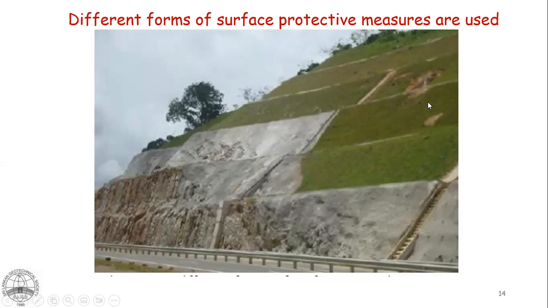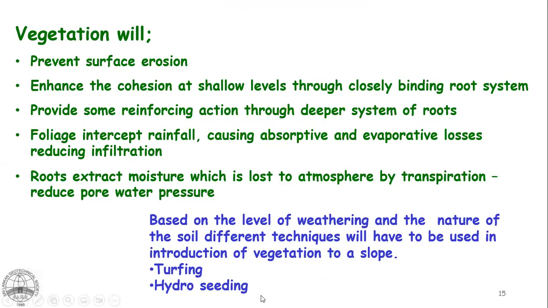I showed you the highly heterogeneous nature in our slope profiles, and over here it was closely fractured rock, weathered and with closely spaced structures. So it was not possible to introduce vegetation into that, and these small particles were disintegrating and moving down. So it has to be protected. So shotcreting was done there to protect the unstable pieces of rock in this highly jointed rock mass.